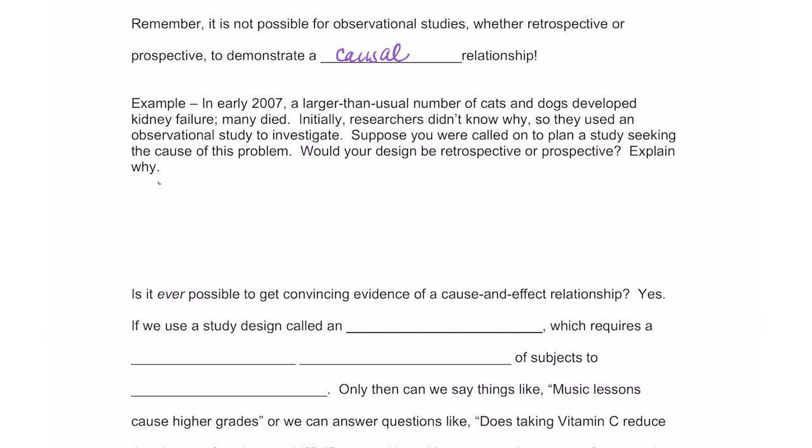This would have to be a retrospective study. The reason it's retrospective is because you would have to survey all the pet owners that had sick or dying pets. Surveying all the pets would have been impractical, right? It's not possible to do that. So you would locate some of the owners that had sick pets and ask them about their diets or exposure to toxins, etc.